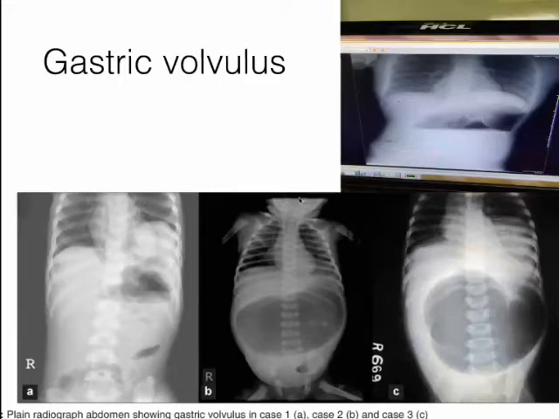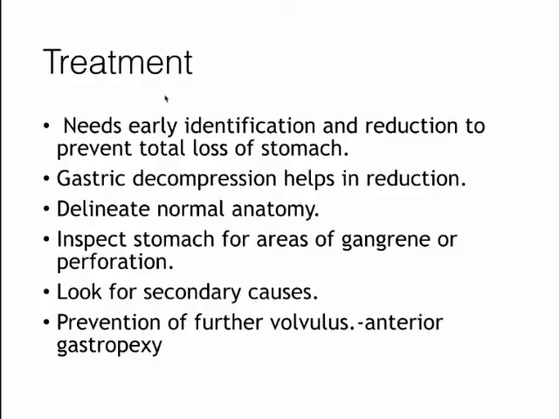Coming to the treatment of gastric volvulus, acute gastric volvulus needs early identification and intervention to reduce the total loss of stomach, because if there is delayed intervention, it can even result in total stomach gangrene. Early gastric decompression helps in proper reduction of the volvulus.